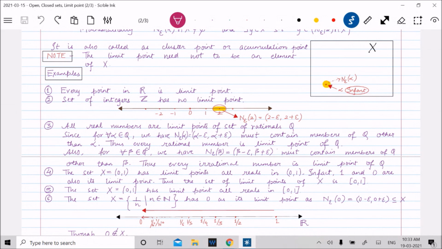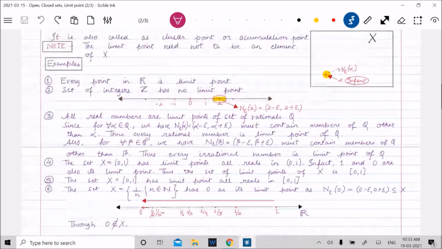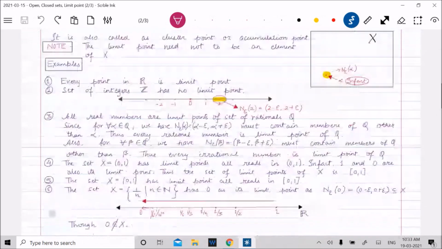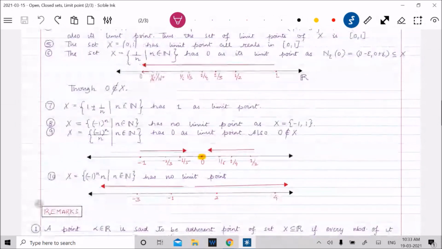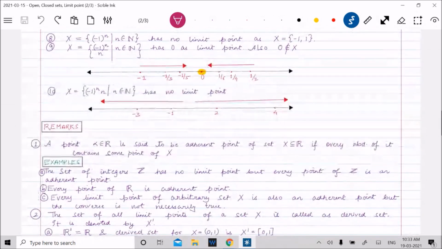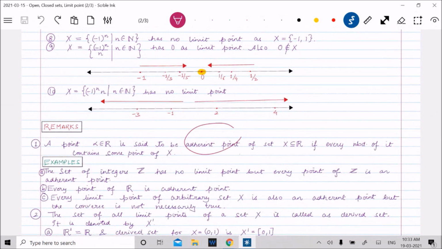Now there are other examples too, which tell you the details about limit points. You should go through all these examples. Now the next point: we talked about adherent points also. So what is an adherent point? An adherent point is very similar to a limit point, but there is only one difference: the adherent point should be a member of X.